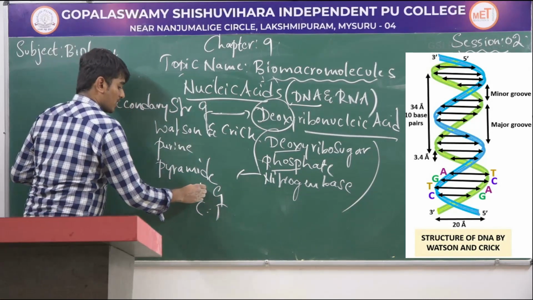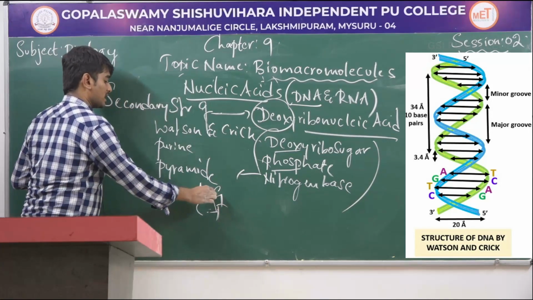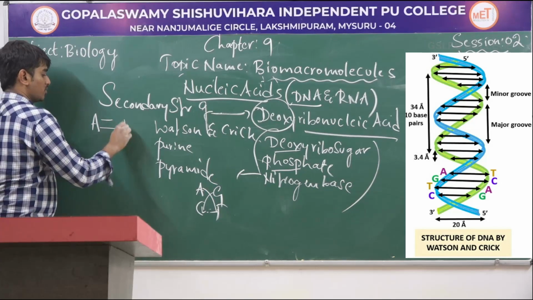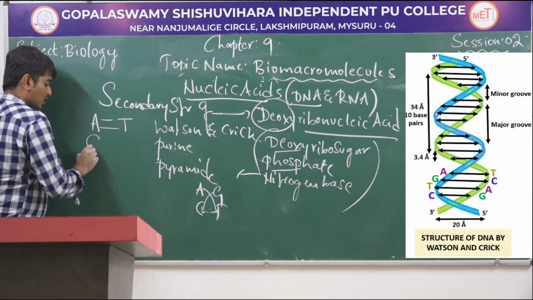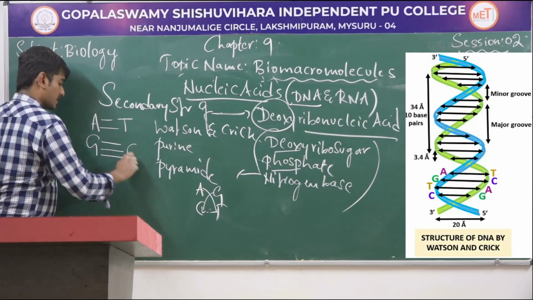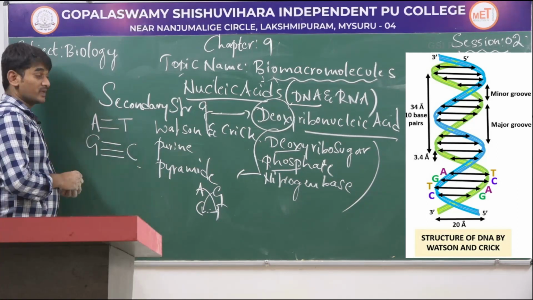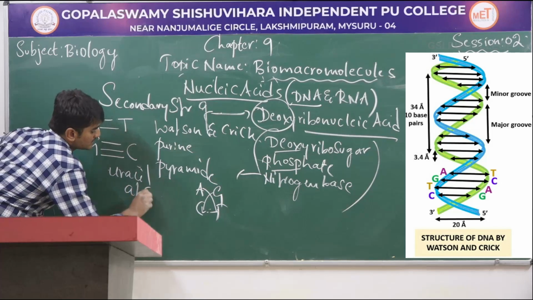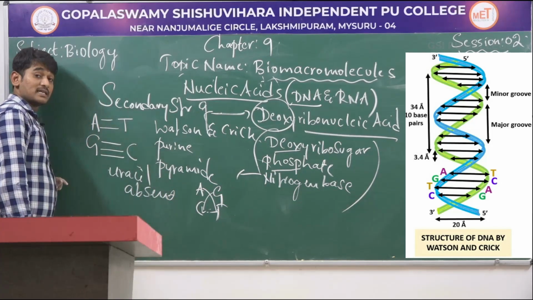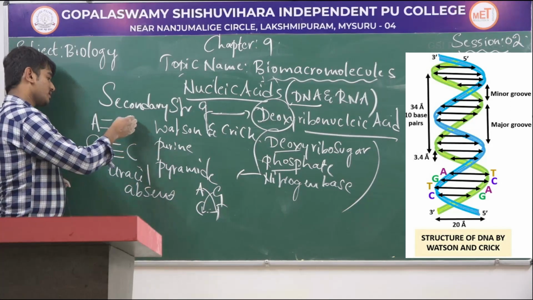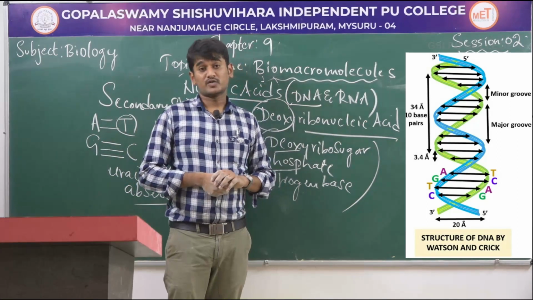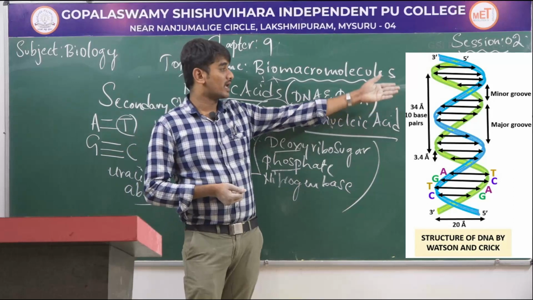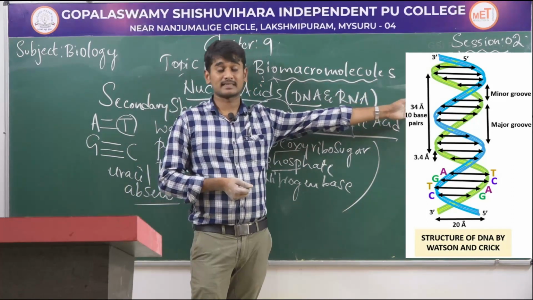Here, adenine always pairs with thymine by two hydrogen bonds. Guanine always pairs with cytosine by three hydrogen bonds. And in DNA, uracil is absent. But in the case of RNA, uracil is present instead of thymine. On the right side, we can observe two polynucleotide chains, which means a double-stranded DNA. It shows deoxyribosugar and the presence of phosphate and nitrogen bases.